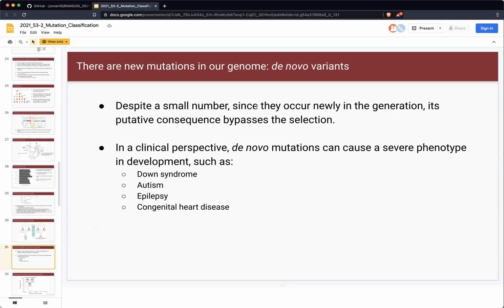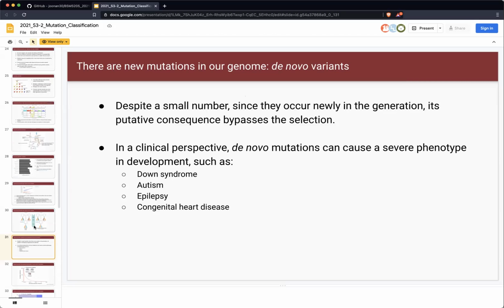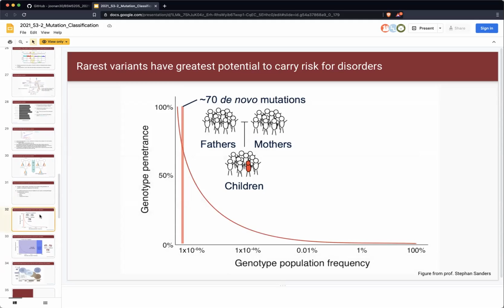The reason is that de novo mutation was not subject to natural selection, and it generates a phenotype directly when you have the mutation in a critical gene, right? So de novo mutation is one way we keep mentioning in our field. Okay, so as I mentioned, rare risk variants like the de novo mutation have great potential to carry risk for disorders.